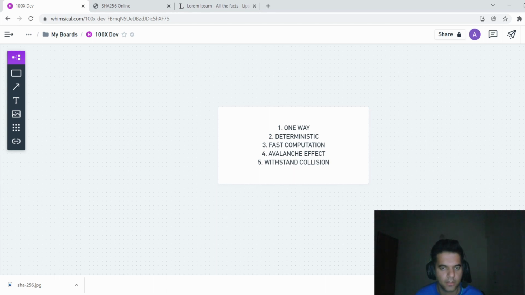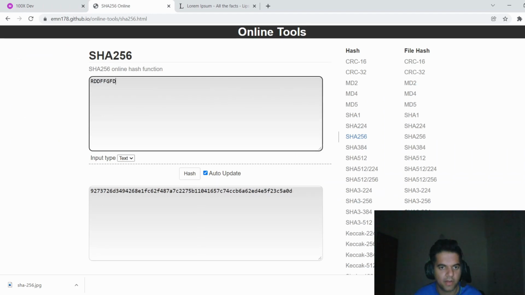So it's deterministic. Whatever data you put, you'll get the exact same thing the next time as well. Fast computation, that makes sense, right? It has to be fast. As you can see, it's really fast, right? As soon as you put the character, you get the data here. So it's fast computation.